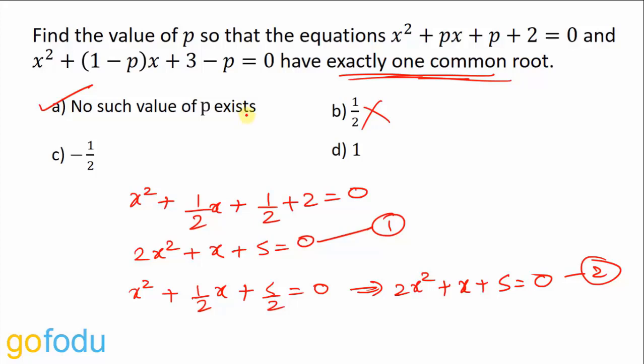Okay. So for questions which mention exactly one root common, I want you to verify your answer once. If your answer is making both the roots common, then I want you to reject that answer. Okay. Next question.